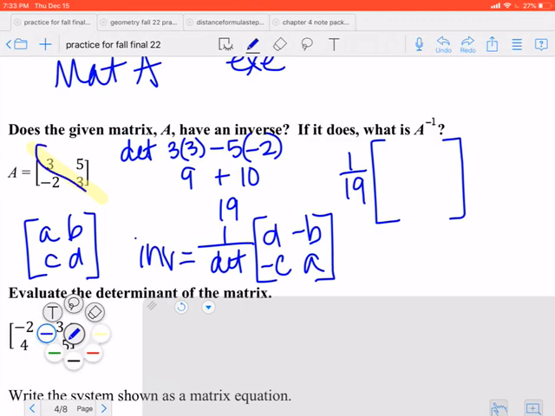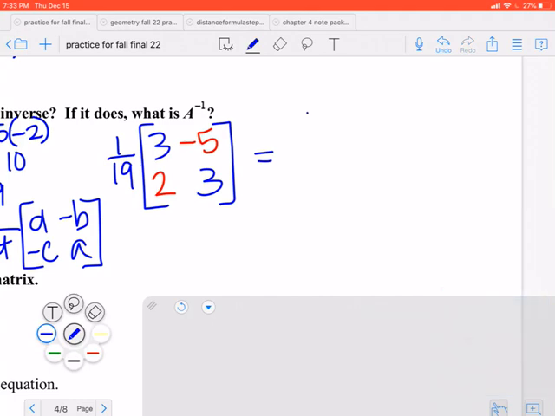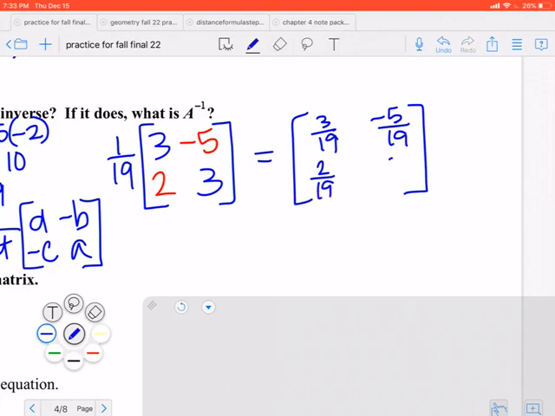They're both 3's here, so when I switch their places, it doesn't look like anything changed. Then, crosswise that way, they just switch signs. So positive 5 goes to negative 5, negative 2 goes to positive 2. And now we just do scalar multiplication. 1/19 times 3 is 3/19. 1/19 times negative 5 is negative 5/19. 2/19 for this one, and 3/19 again for that guy, and that's our inverse.